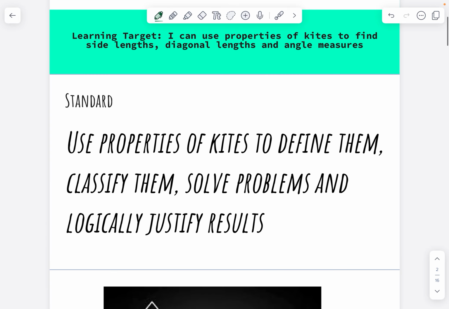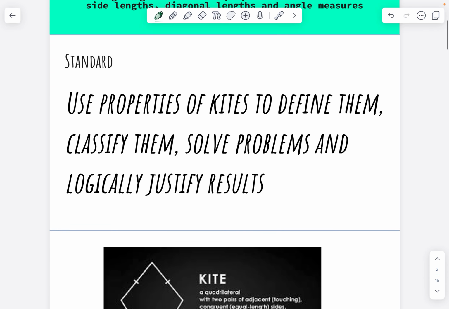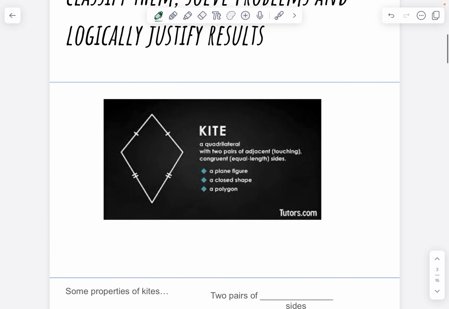Hi friends, today we're going to talk about kites. Our learning target: I can use properties of kites to find side lengths, diagonal lengths, and angle measures. And our standard: use properties of kites to define them, classify them, solve problems, and logically justify results.